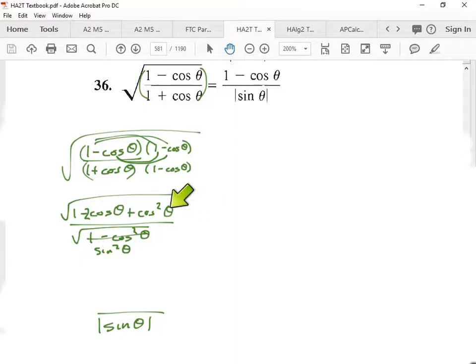So now let's look at the top. This guy right here can be factored, and it's actually a perfect square trinomial. And now I'm looking back, I'm going, dang, I shouldn't have multiplied these things out. I should have just written them out. I should have gone 1 minus cosine theta squared. And then I could have just canceled the square root and the squared out.